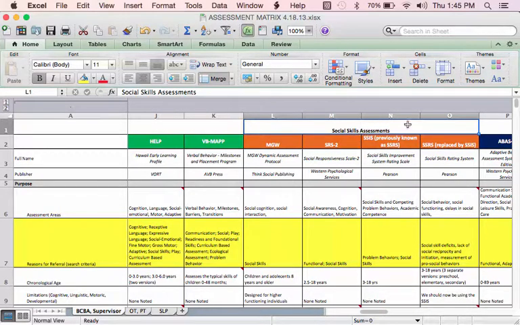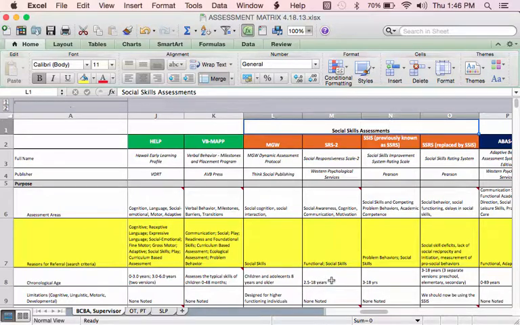Now, notice up here that this assessment category is for social skills, and here are my options. I've got the MGW, Dynamic Assessment Protocol, or the Social Responsiveness Scale, or the Social Skills Improvement System Rating Scale. And notice down here that these assessments are for varying age groups. The MGW, for example, is for children and adolescents 8 years and older, and it's designed for higher functioning individuals.